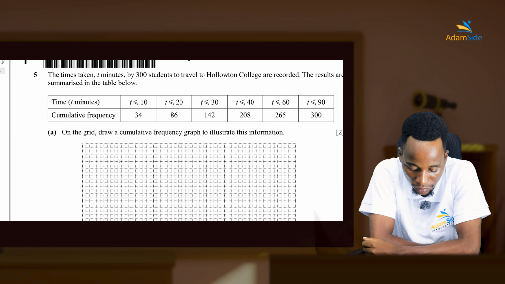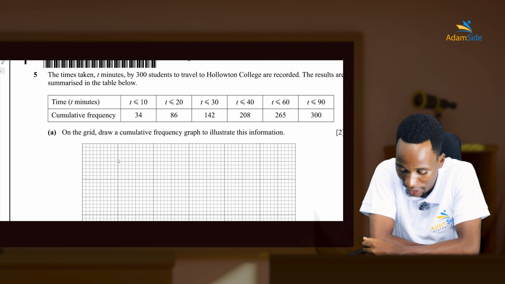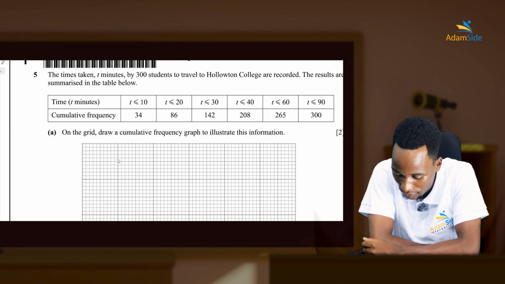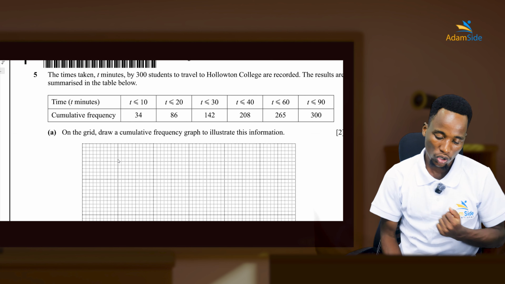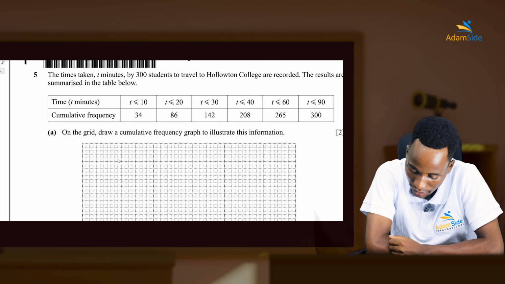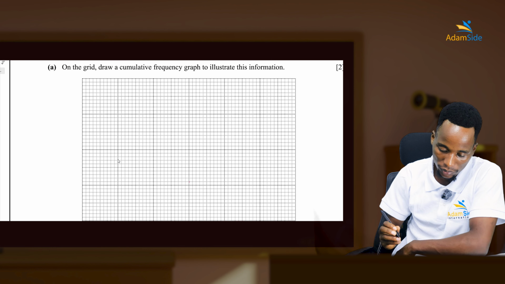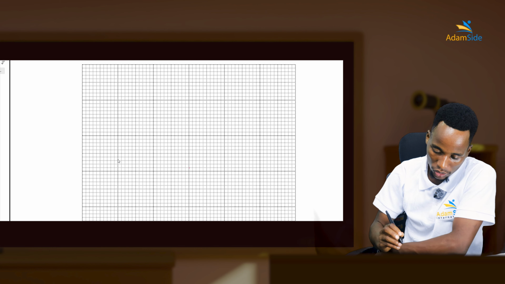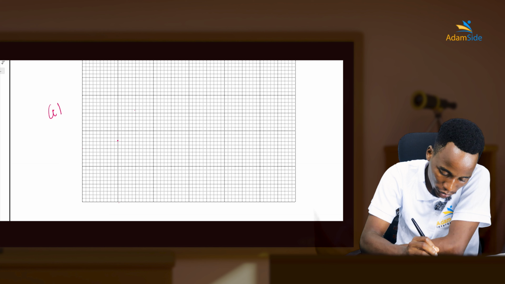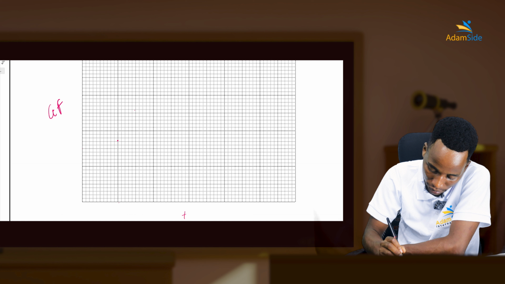And we have the cumulative frequencies, which are 34 for the first class, second is 86, third is 142, fourth is 208, fifth is 265, and sixth is 300. So on the grid, it says draw a cumulative frequency graph to illustrate this information. We know we'll be drawing using the cumulative frequencies against time in t minutes.